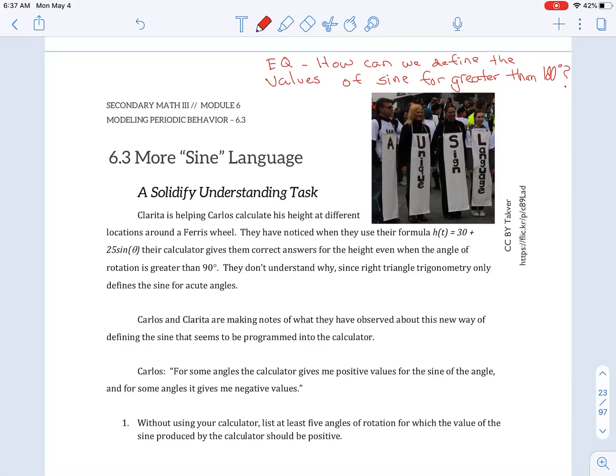Okay, here is 6.3. We're going to continue our work with the unit circle, and from time to time I will refer back to the Ferris wheel problems that we did last week. Our essential question today is how can we define the values of sine for greater than 180 degrees? And it's called 6.3 more sine language.